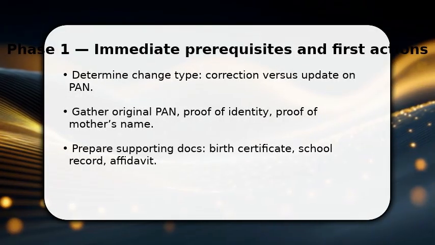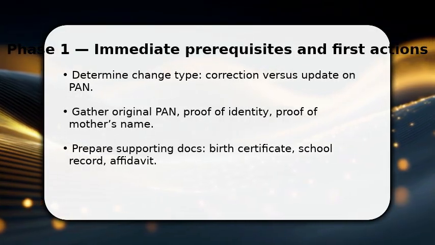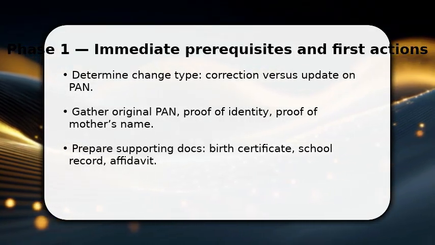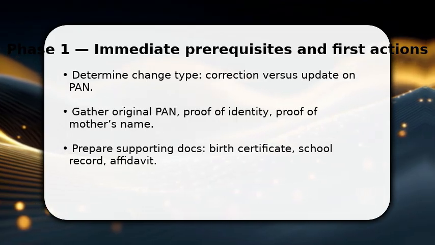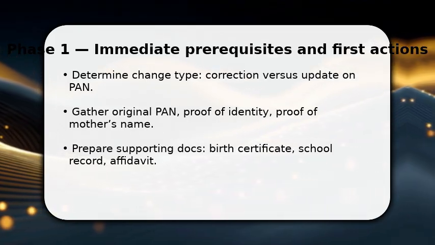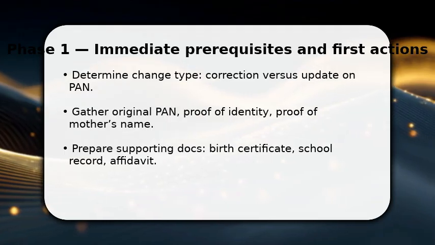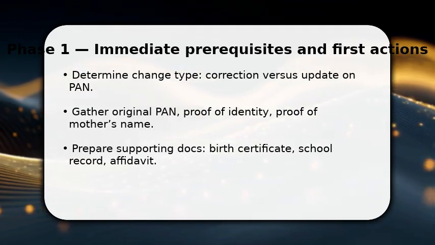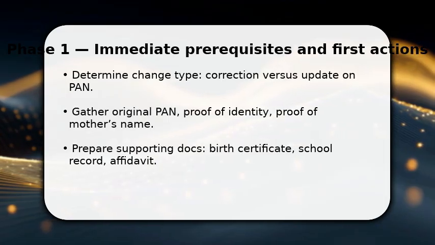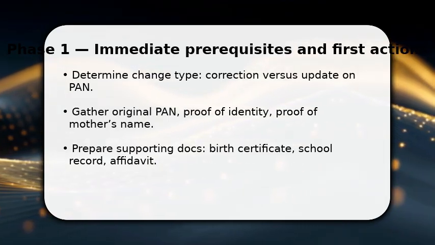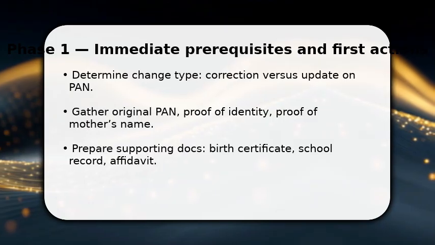You begin by confirming exactly what you need to change, your mother's name on PAN. Once confirmed, locate your PAN card and digital copy, make scanned PDFs. Next, collect maternal proof, birth certificate or school record, and a notarized affidavit stating the correct name. You should also have your ID proof ready, like Aadhaar or passport.